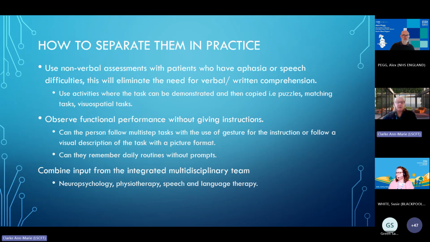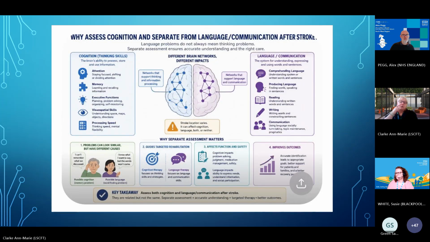It's also useful to have that combined input from the MDT involving other people like your neuropsychologist, your physiotherapy, and like I said, the speech and language therapist in those assessments. So this is just a little bit of a poster, in terms of looking at what we've just said. On the left-hand side it's about the cognitive and thinking skills and the language and communication. It looks at the problems that might have different causes, the targeted rehab and the effects on the function and safety. So I've just put that as a little bit of a visual guide.